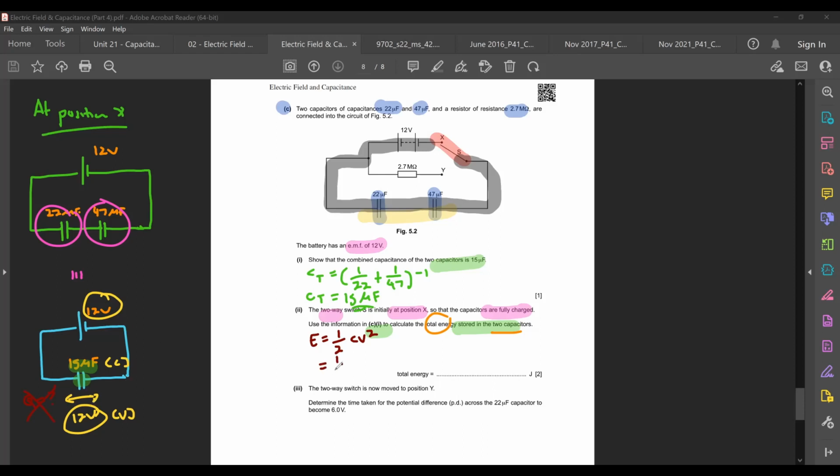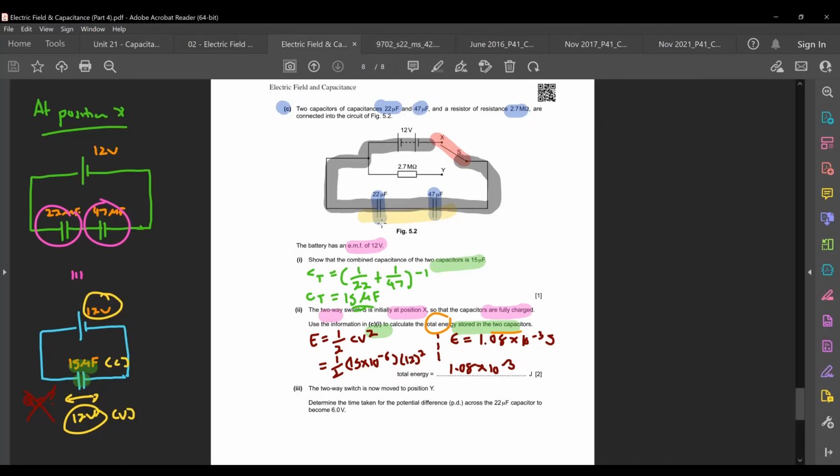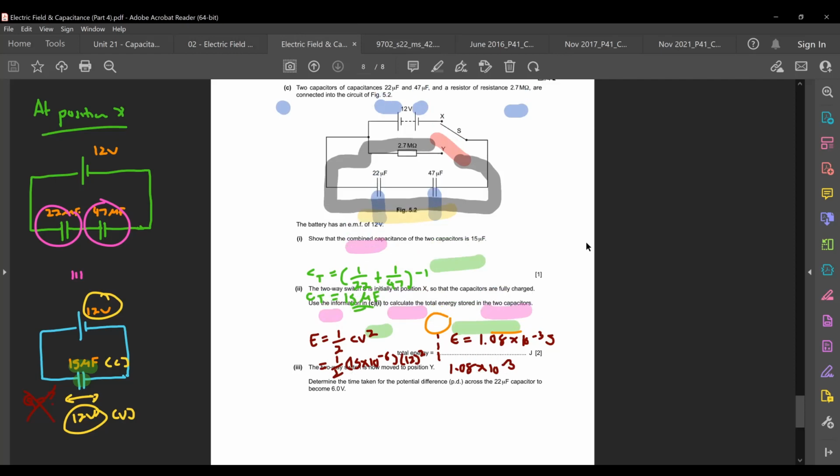So this one is half times 15 times 10 power minus 6 times your PD of 12, squared. Your E will now be 15 times 10 power minus 6 times 12 squared times 0.5. You're going to get the answer as 1.08 times 10 power minus 3 joules. This is what you are supposed to get. Yeah, if you round it out to 2 SF, it's going to be 1.1. Okay, so this one is done. Okay, then we move on to the next one.